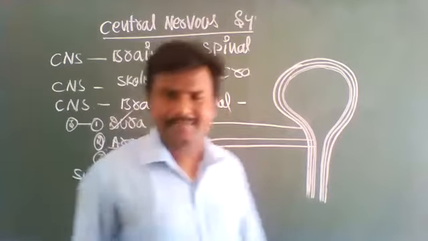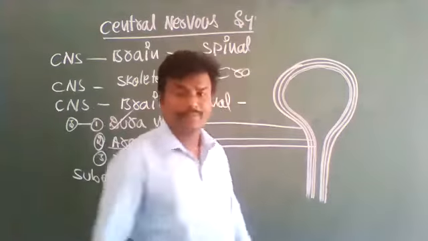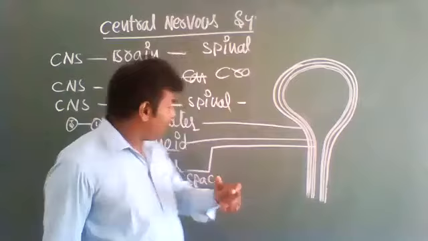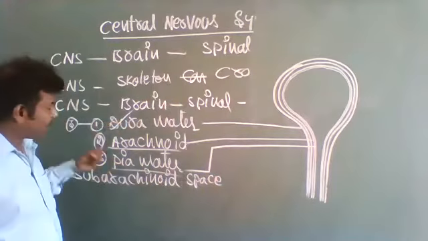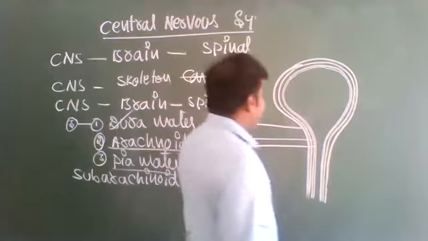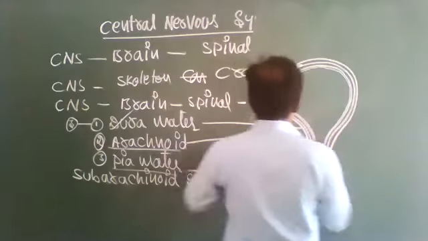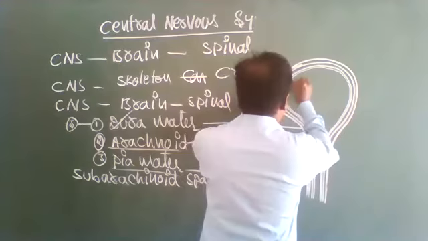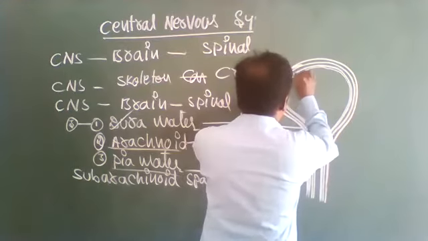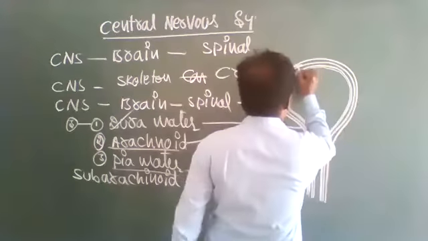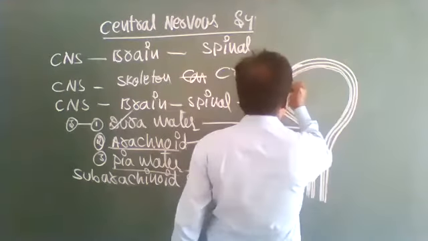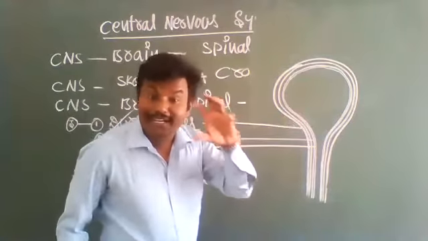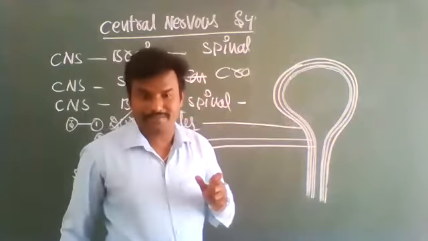Subarachnoid space. See here, the space between the dura mater and pia mater is called the subarachnoid space. It is dura mater, it is pia mater, and in between these two there is a space. Diagrammatically it is small, so you may not get a clear view.